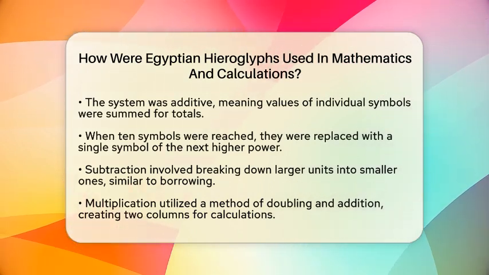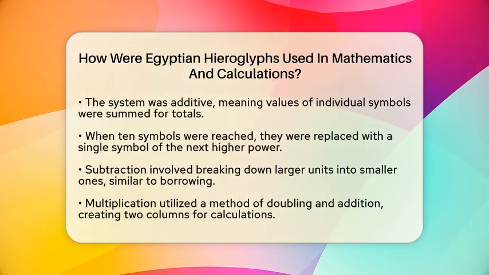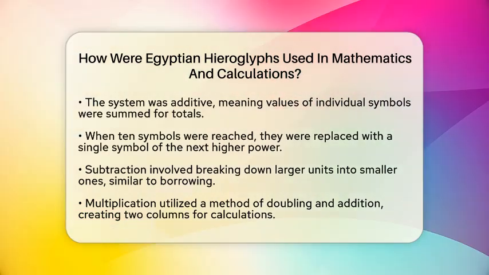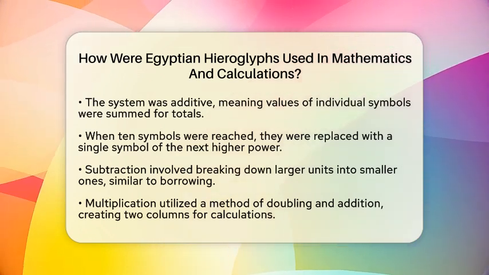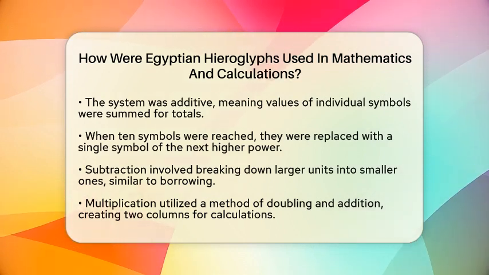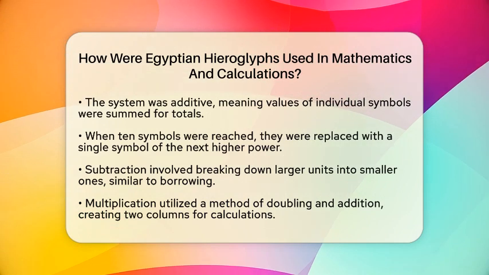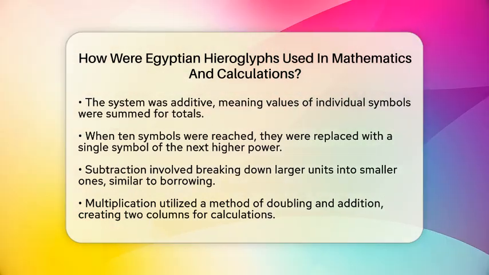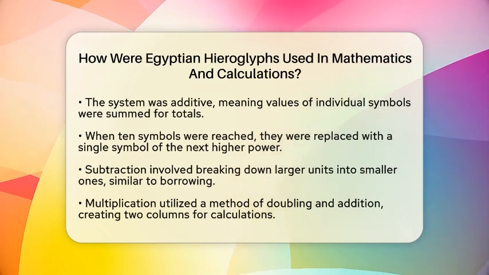The Egyptian system was fundamentally additive. This means they added the values of individual hieroglyphs to get the total. When the number of repeated symbols reached 10, they replaced them with a single symbol of the next higher power of 10. This made addition and subtraction quite straightforward. For subtraction, they used a method similar to borrowing, breaking down larger units into smaller ones to make calculations easier.